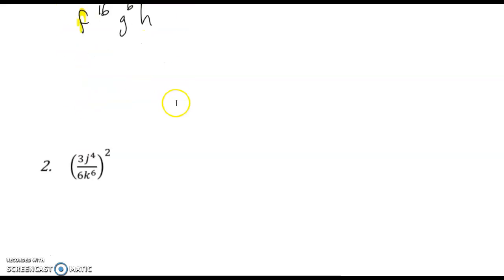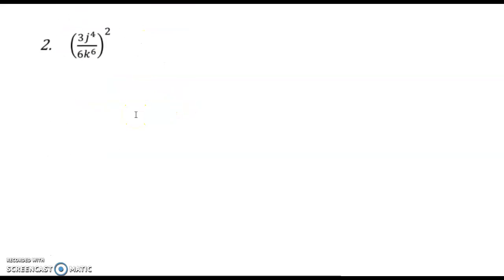Let's look at number 2. So on number 2, I'm going to go ahead and distribute the squared. So the squared has to go to everything. So 3 squared is 3 times 3, that's 9. J to the 4th squared, picture that as this. J to the 4th squared, you multiply the powers, so you get j to the 8th. And then 6 squared, 6 times 6 is 36. And then k to the 6th squared, picture it like this. It's a power to a power, so you multiply them and you get k to the 12th.